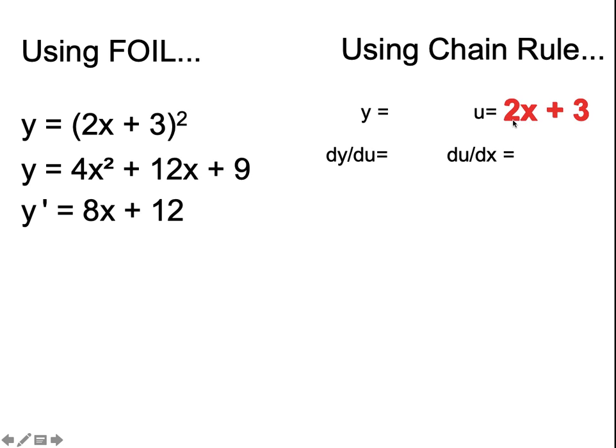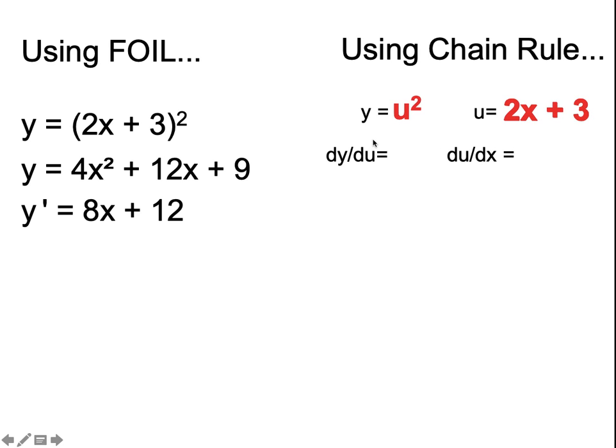So we're going to call u 2x plus 3. And we call that the inside function. And then that means if we rewrite y, we get y equals u squared. So here's my outside function in terms of u, and here's my inside function, which is in terms of x.